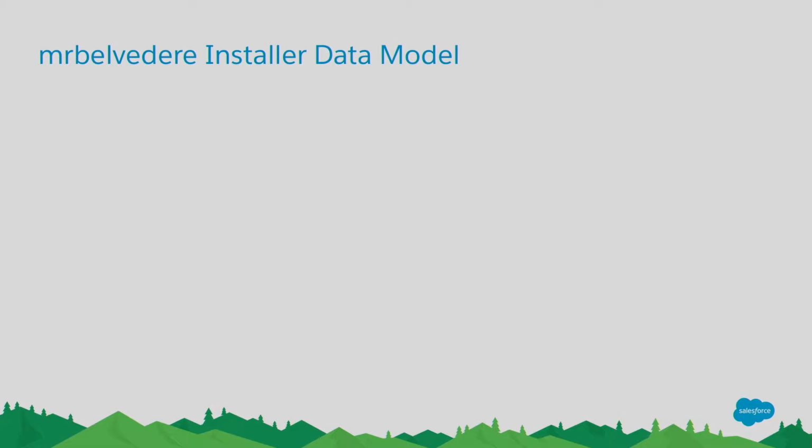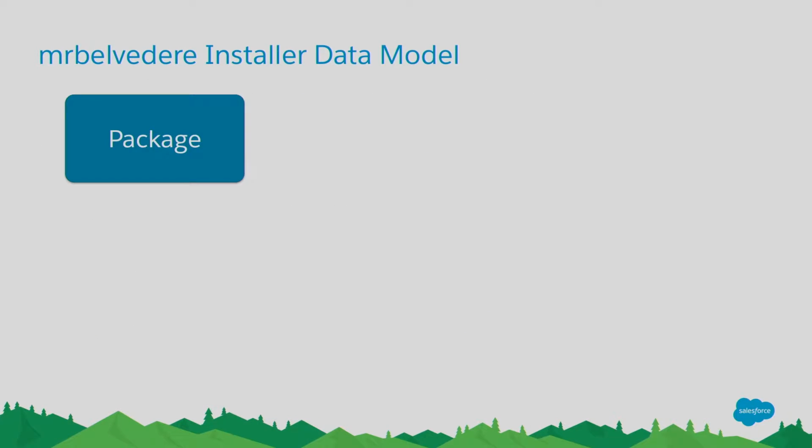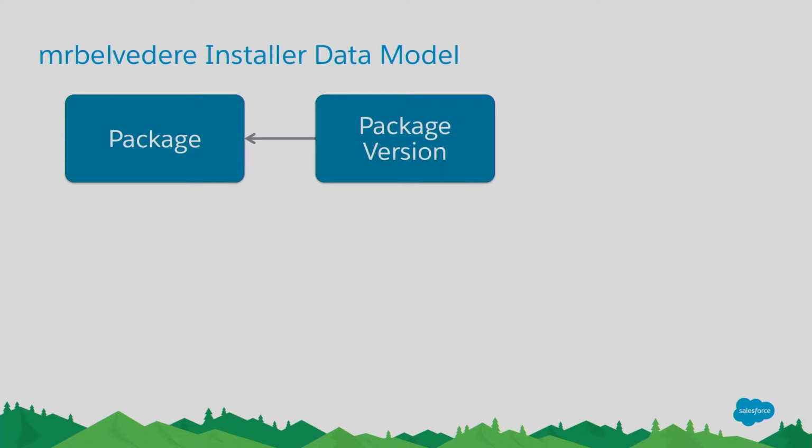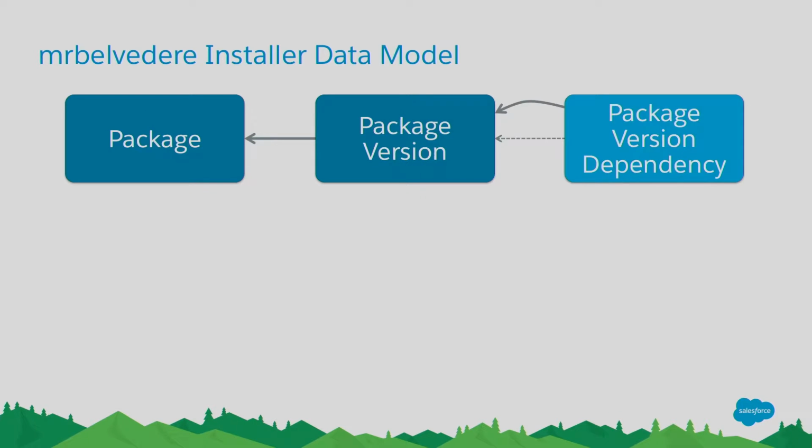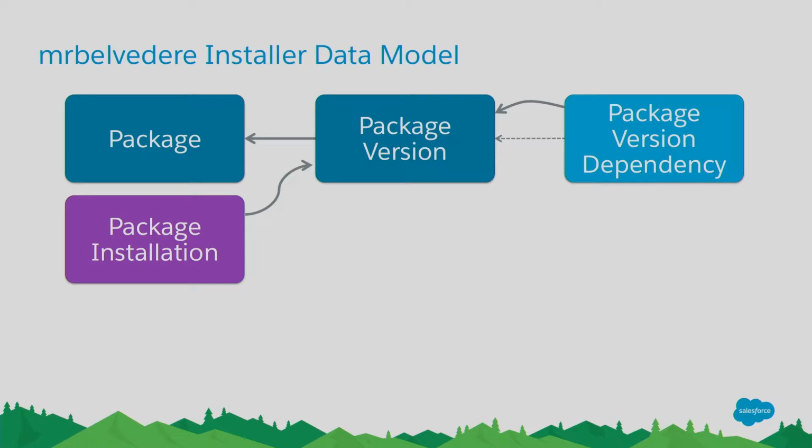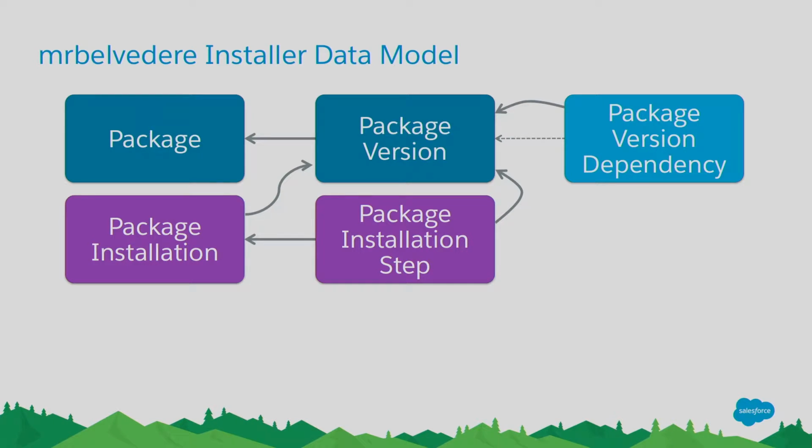So a little bit about the data model of Mr. Belvedere. The core of everything is a package, and that's your main container for your project. And then you have package versions that are related to a package. And those are tied together in a dependency tree map with a package version dependency that says this version requires this other version and has an order field on it as well. And then when an installation runs, you get a package installation object created. And each step in that installation, each step from the dependency map, is a package installation step that's linked back to the version that it was installing.